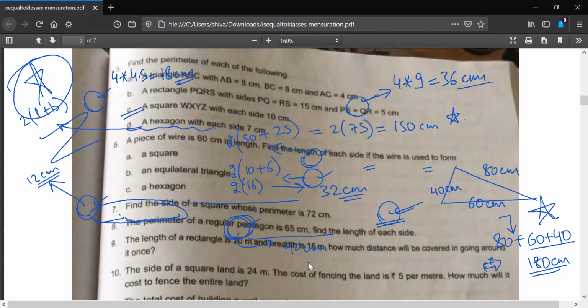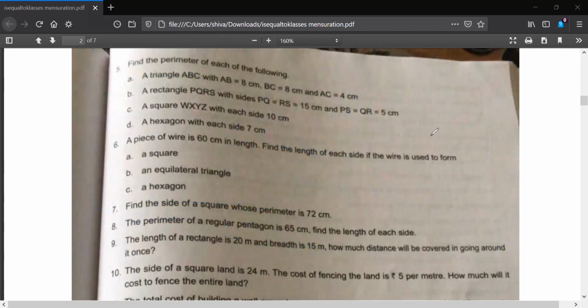Let us try to do some more problems. Now, Mr. Sarthak, you can try to do this. You should do this question.